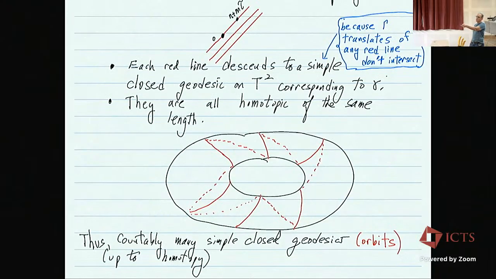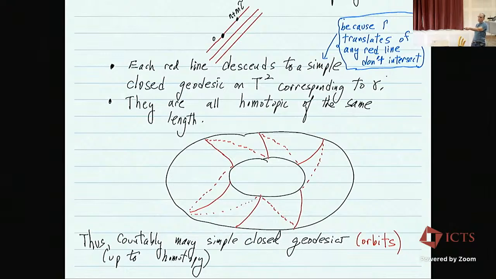This parallel family of red lines. So if n plus m tau is one of the translates, then you draw the line through the origin and through that point, and when you look at the quotient of that, you get a simple closed geodesic in the quotient.